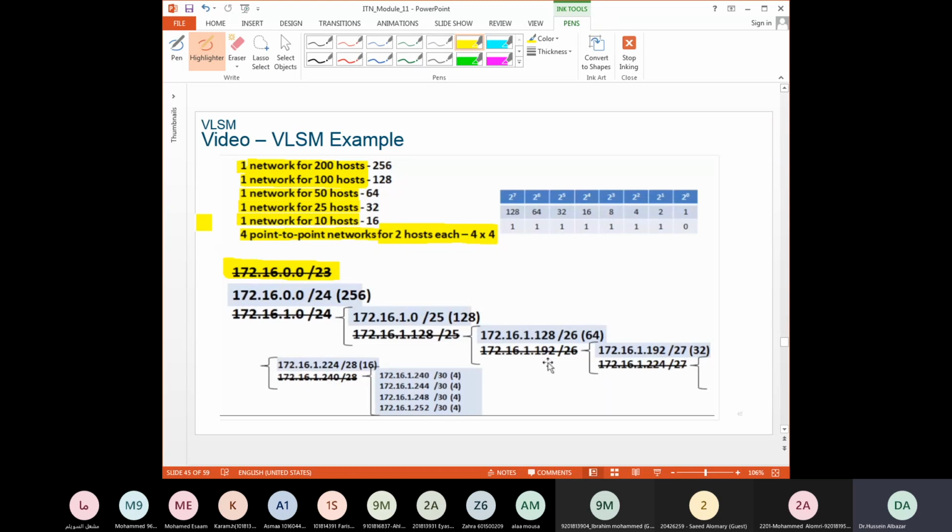So my question: how can we cover our network requirements from a single network? The solution, we will use VLSM, variable length subnet mask. Now remember, we start from the larger to the smaller. So what we can do, we can simply do the following.